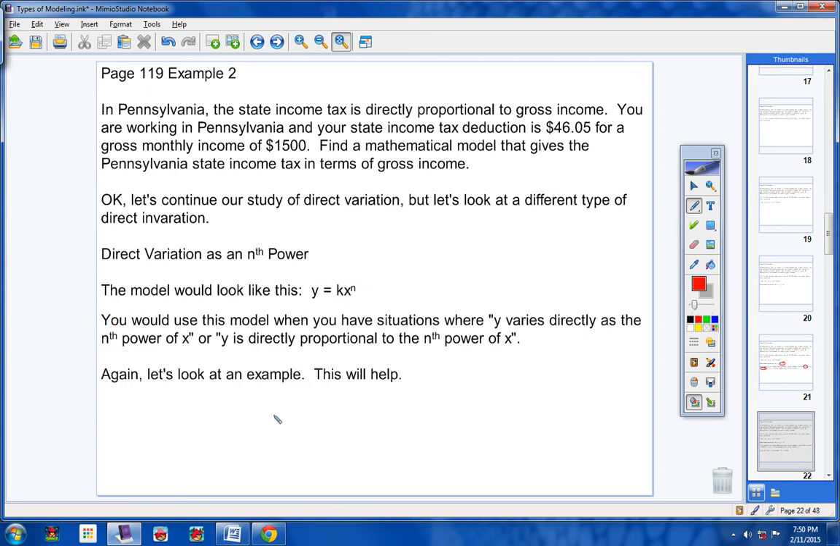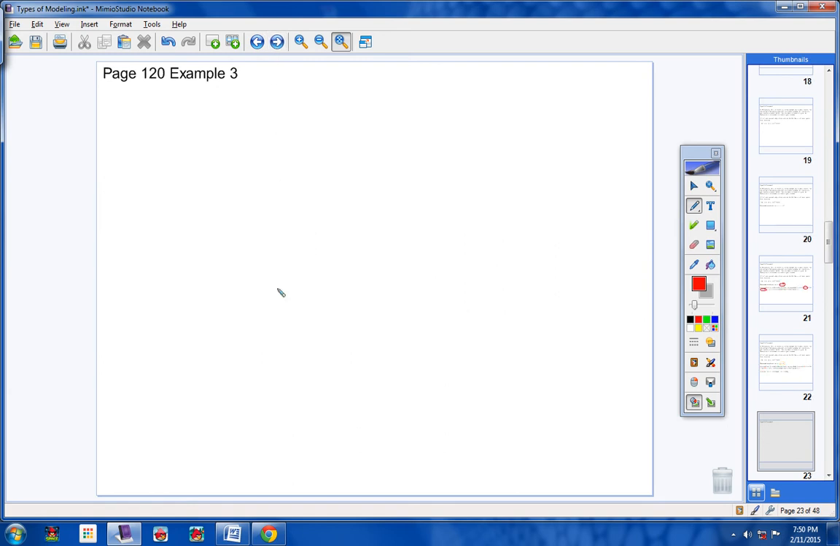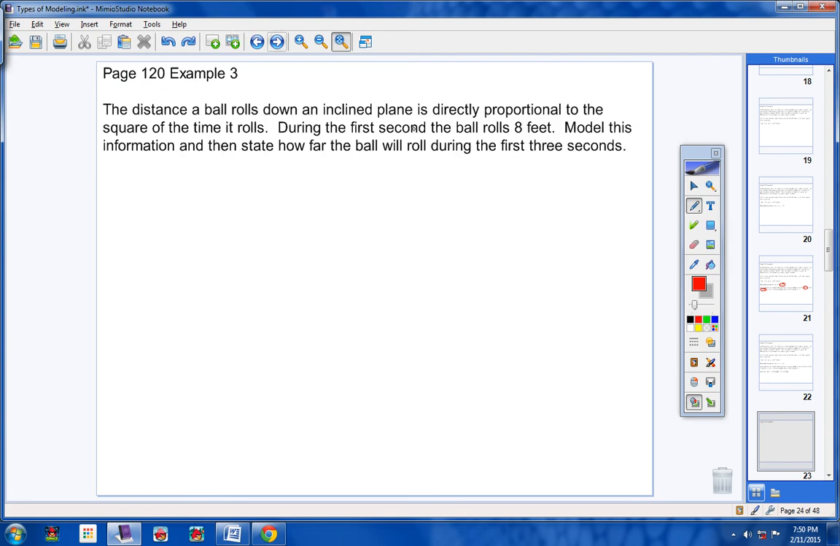So again, let's look at an example. This will help. We're going to give you a lot of these types of problems today, each with an example to go along with it. Alright, here we go. Page 120, example number 3. Please feel free to copy that in your notes. That will save you copying this problem down.